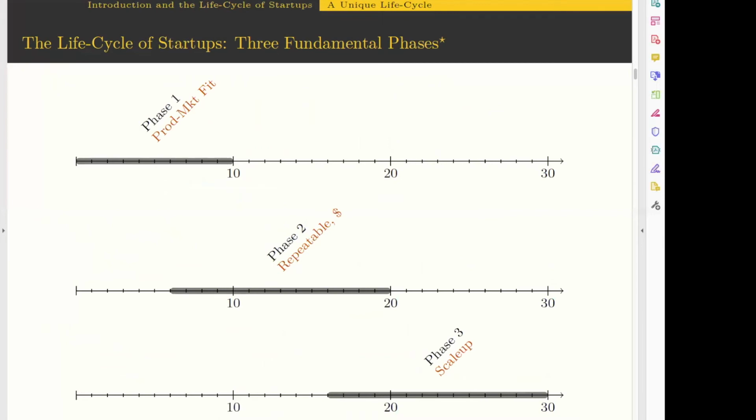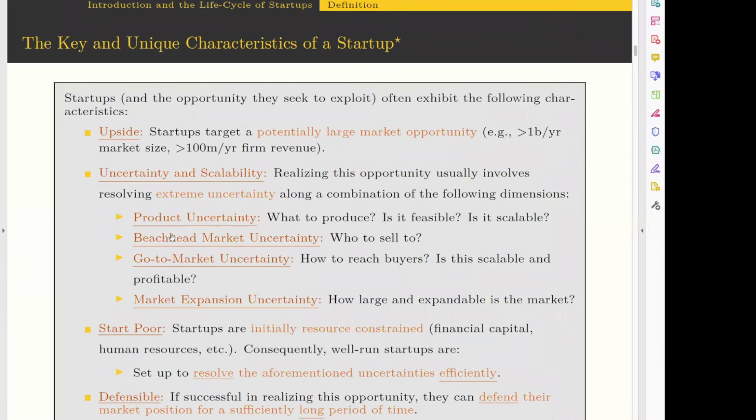I think what I'm going to have time to talk about in the lecture today, because we got 5 minutes, is I'm going to give you guys a quick overview of how these unique characteristics of a startup inform the unique life cycle that we see for startups. So in particular, there's a lot of predictability among startups on how they try to sequentially resolve these 4 types of uncertainty. And that's what's going to inform the various phases of the startup life cycle that I will talk about in much more detail starting next week.